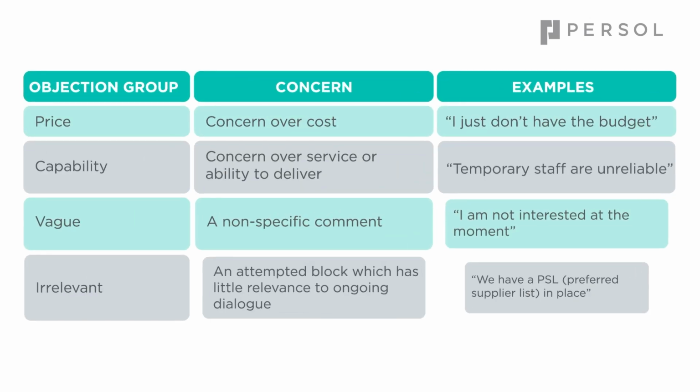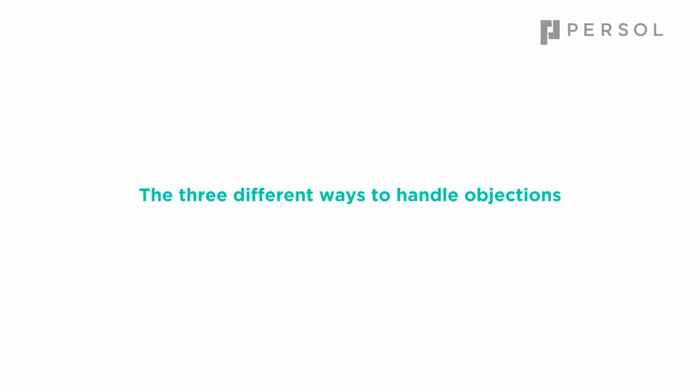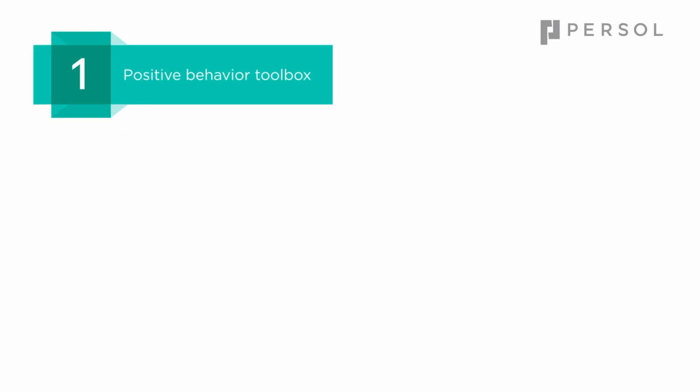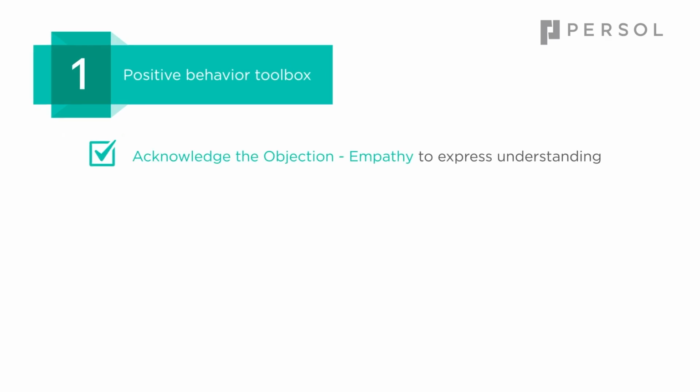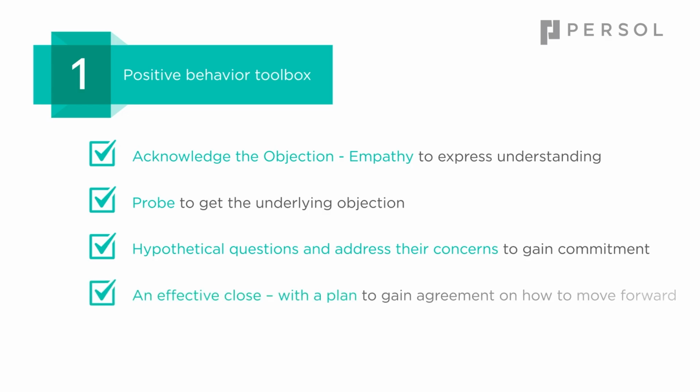most objections can be categorized into one of the following groups seen here. It's critical and important how we handle these objections. The 3 different ways to handle objections. 1. Let's look at how to handle each of the objections using the Positive Behavior Toolbox. The Positive Behavior Toolbox uses: acknowledge the objection, empathy to express understanding, probe to get the underlying objection, hypothetical questions and address their concerns to gain commitment and move the discussion forward, an effective close, with a plan to gain agreement on how to move forward.